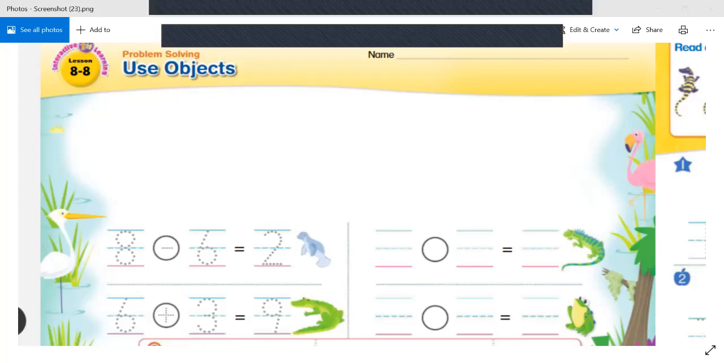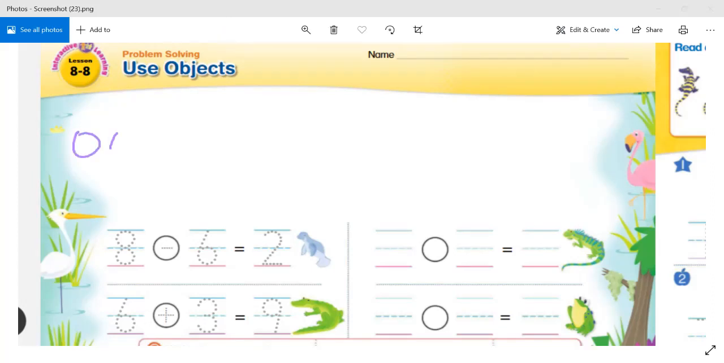There are 8 manatees swimming in the river. 6 manatees swim away. How many manatees are left? We will add or subtract to solve this problem. So we can use counters to solve the problem about manatees. Let's put 8 counters. 1, 2, 3, 4, 5, 6, 7, 8.